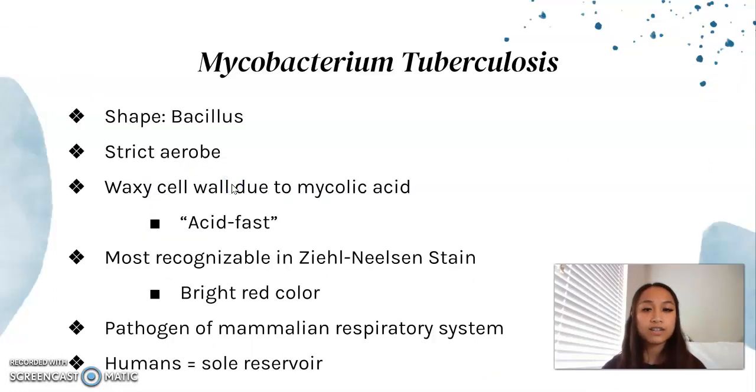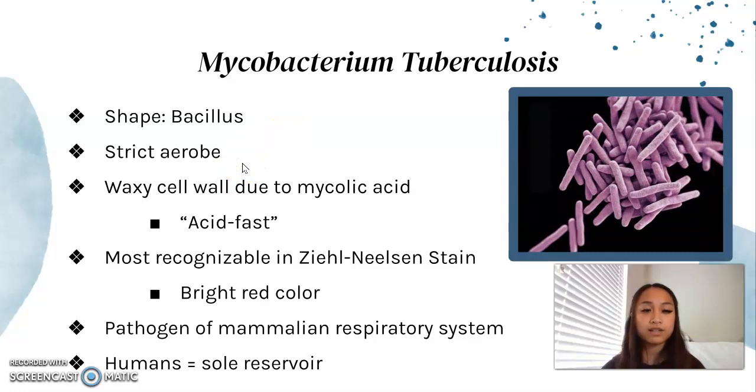The causative agent of this infectious disease is Mycobacterium tuberculosis, and the shape is bacillus, so it has that rod shape to it, and it's a strict aerobe, meaning that it grows and survives in environments that have the presence of oxygen. An interesting characteristic also about this bacterium is that it has a waxy cell wall due to the presence of mycolic acid, so it's acid fast.